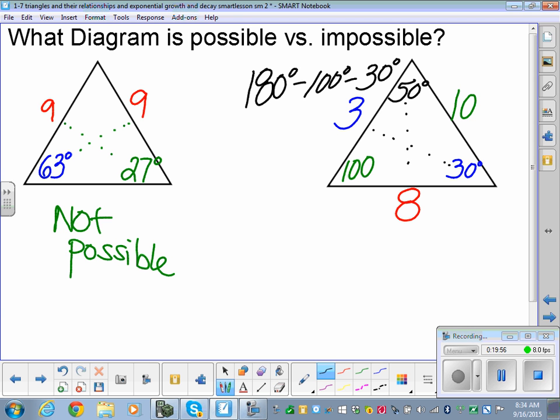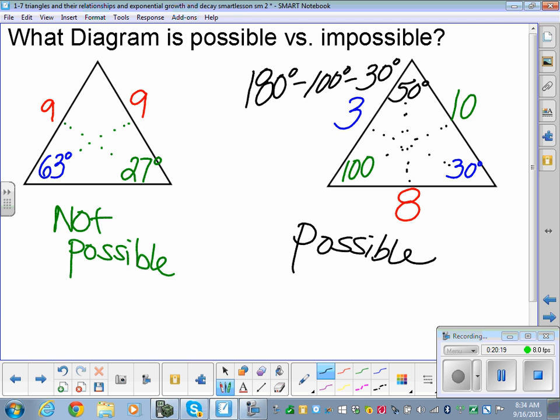They're not necessarily equal. Don't let the 3 and 30 fool ya. They go hand in hand, but they're not necessarily equal or anything. And then the 10 and 100, that's the largest side with the largest angle. That's our medium angle with our medium side. So this one is possible.